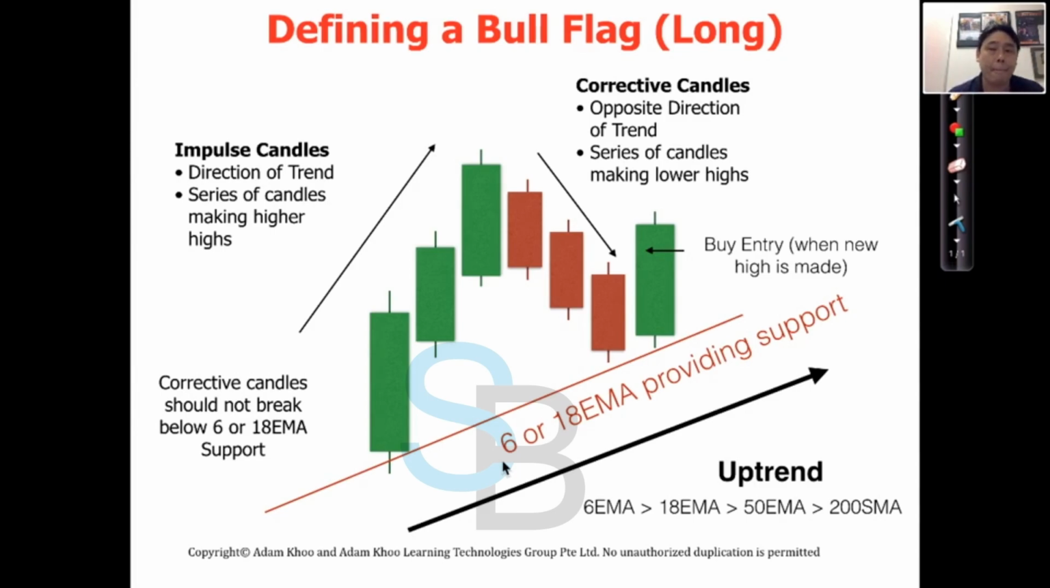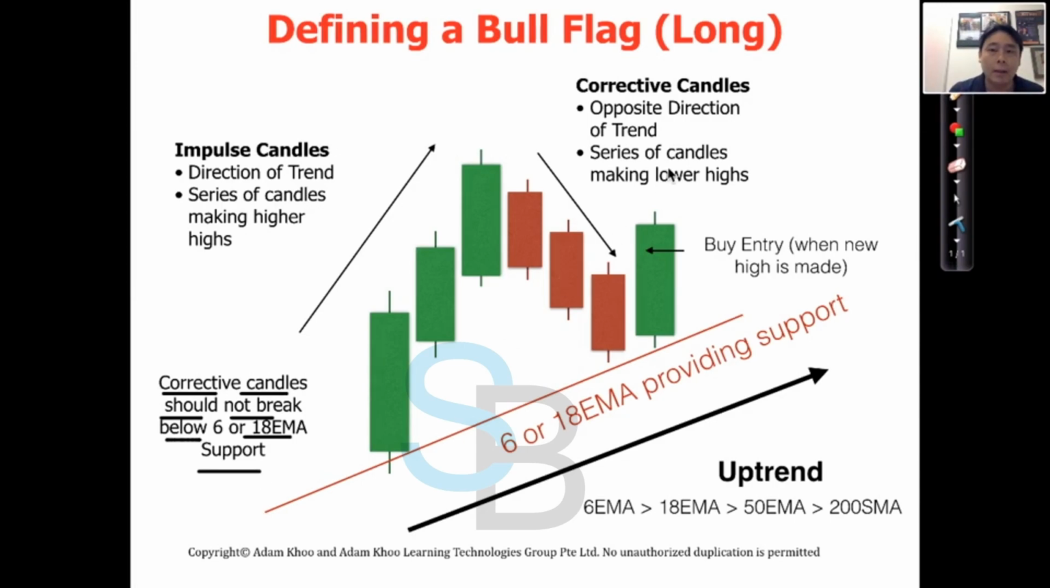Okay. Now here are a few rules for a bull flag. One of the rules is that the corrective candles should not break below the surfing wave, which is below the 6 or 18 moving average. So again, if it's been surfing the 6, it cannot break below the 6. If it's been surfing the 18, it cannot break below the 18. Now it can go below it and come back above it, that's fine. But what I mean is that when you see the entire candle body going below the 6 or the 18, it's no longer surfing it, it's not a valid trade anymore.